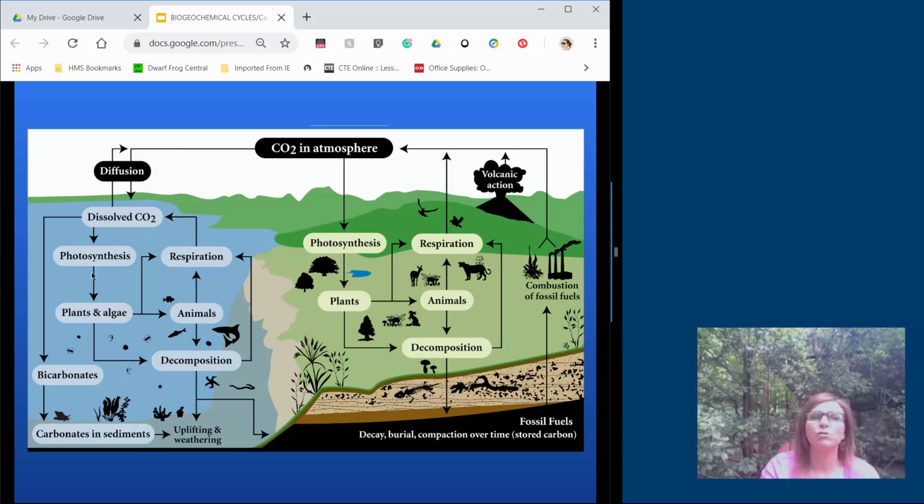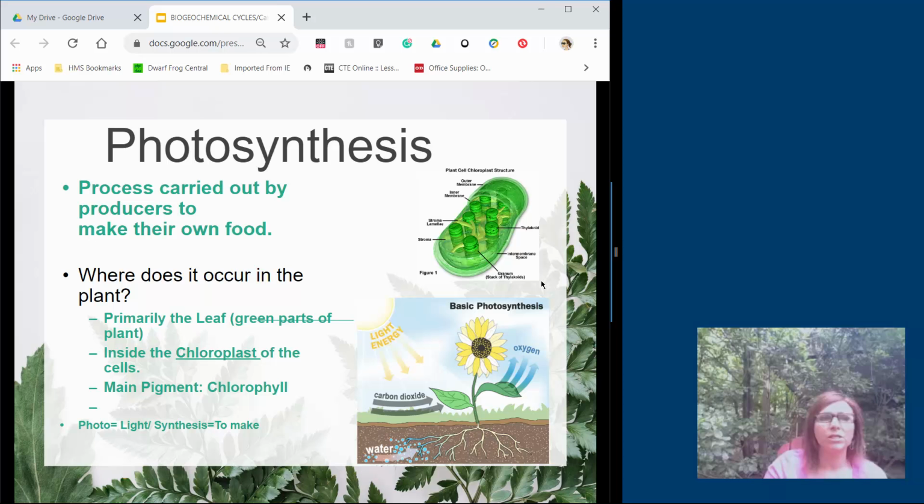And on the left, it shows the same thing, but in oceans. So it does happen in water as well. Okay, so this would be the digestion. That's the decomposition, combustion over there. So let's focus now on photosynthesis.